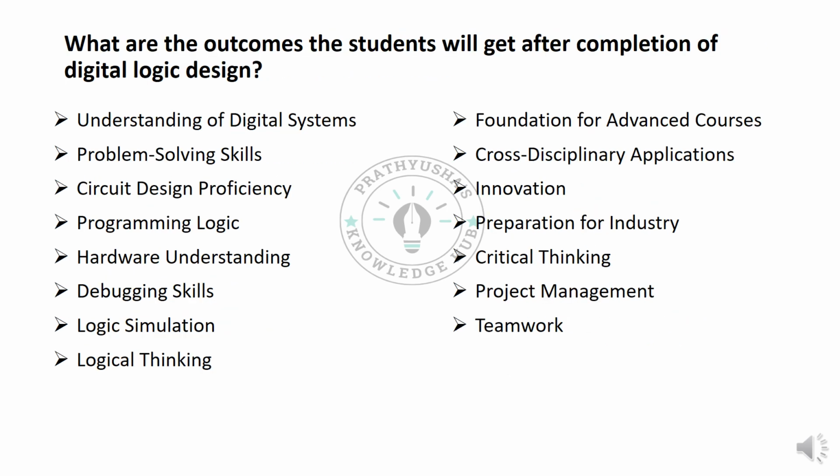So what are the outcomes the student will get after completion of digital logic design? As you can see here, these are some of the outcomes the student will gain after completion of this course. They will understand what digital systems are and how they can solve problems using different methodologies. As professional students, they can design their own circuits, and they will have programming logic and logic simulation. They can simulate the logic, think logically, think critically, and innovate. These are some of the parameters the student can expect as an outcome after completion of the course.